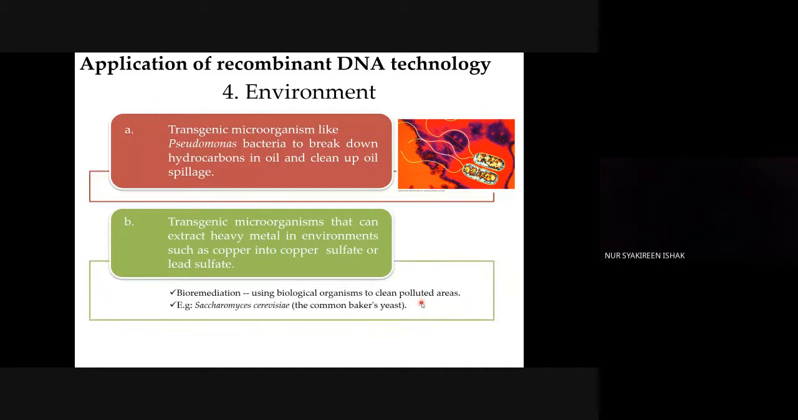And then transgenic microorganism that can extract heavy metal in environments such as copper into copper sulfate or lead sulfate. Okay, for bioremediation, so using biological organism to clean polluted areas. Okay, so such as for example Saccharomyces cerevisiae, okay, which is common baker's yeast. So ini untuk hasilkan yeast lah.